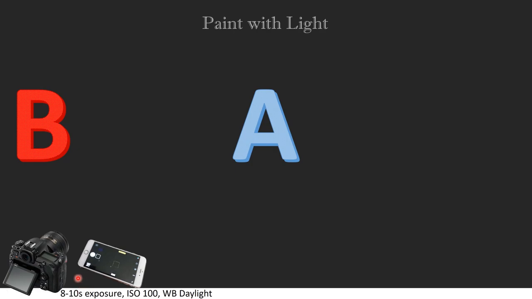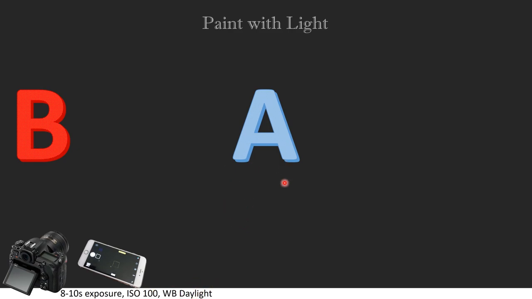So what you would need is to put the settings at around 8 to 10 seconds of exposure, and your room is dark. That is what this dark color represents here. Set the ISO to the smallest number possible. In my case, I used an ISO of 100 and a white balance of daylight.